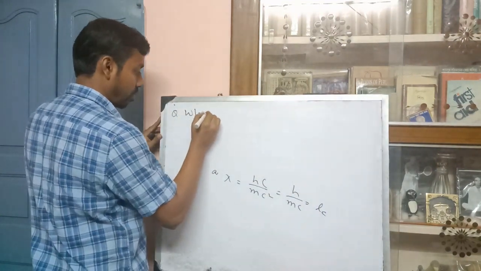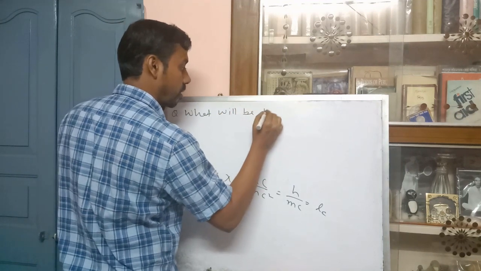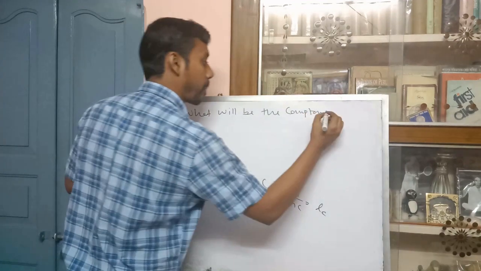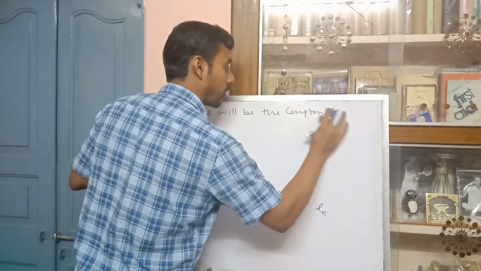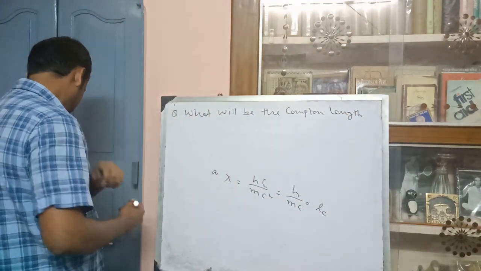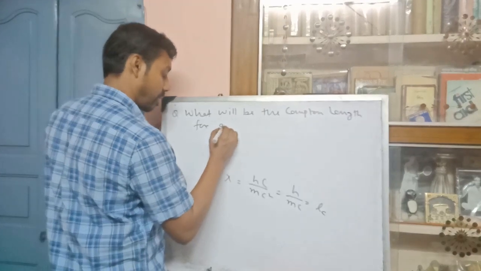So what will be the Compton length for the electron?